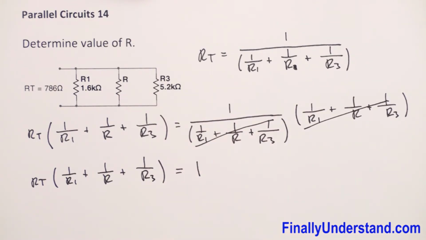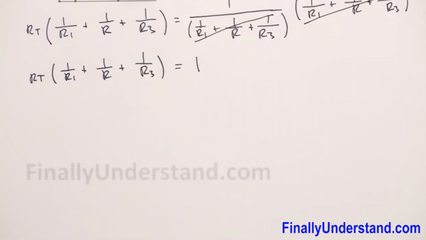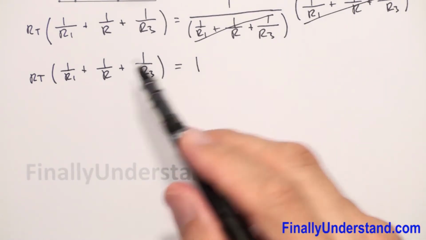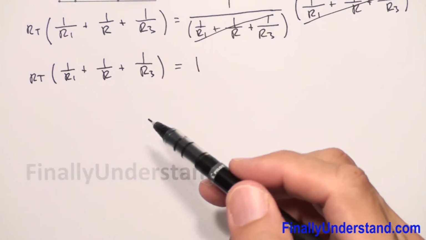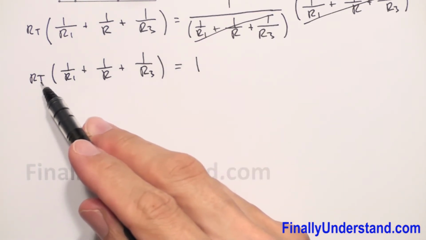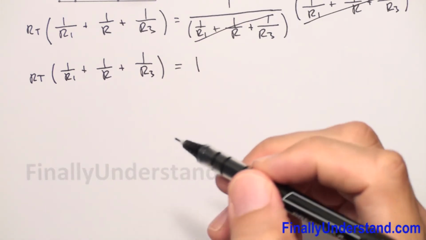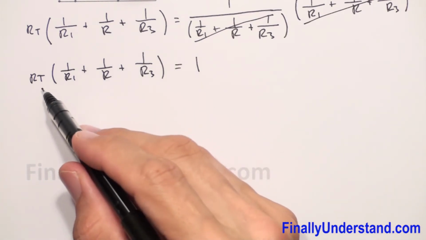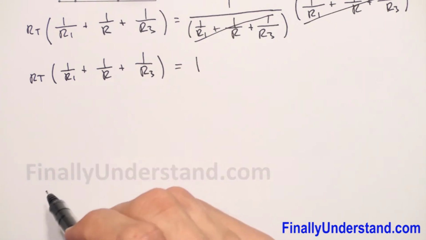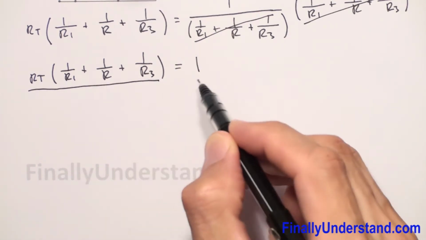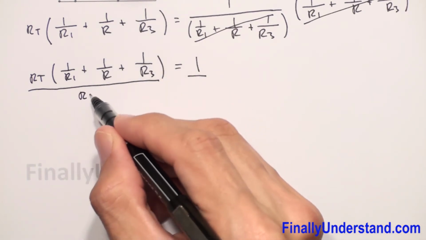Okay, next, I'm supposed to keep in mind that I'm looking for R. Okay, in order to find R, I have to simply take away from here RT. So what I would do, I would simply let's say divide both sides equation by RT. Okay, so I'm going to divide both sides equation by RT.